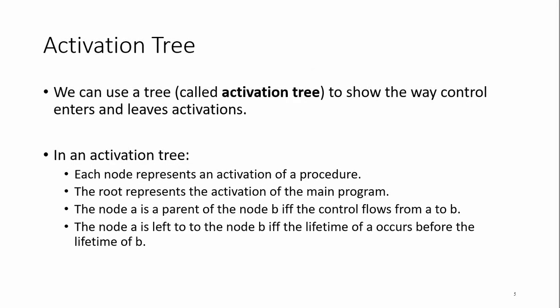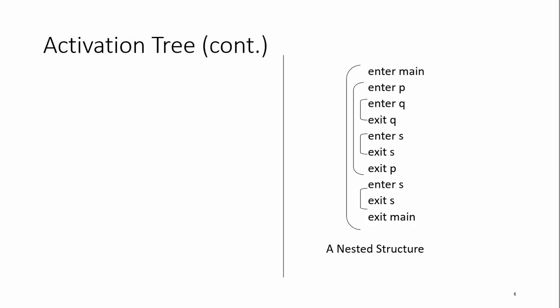To represent the activation or the flow of control, we can use a tree data structure. It is known as an activation tree. Here each and every node represents an activation of a procedure. The root represents the activation of the main program, and node A is the parent of node B if and only if the control flows from A to B, meaning if A calls a function B, then A is the parent of B. Node A is to the left of node B if and only if the lifetime of A occurs before the lifetime of B, meaning A completes its execution before B does.